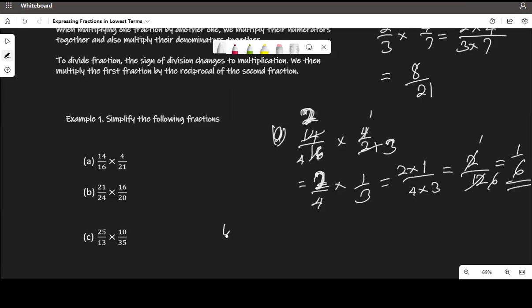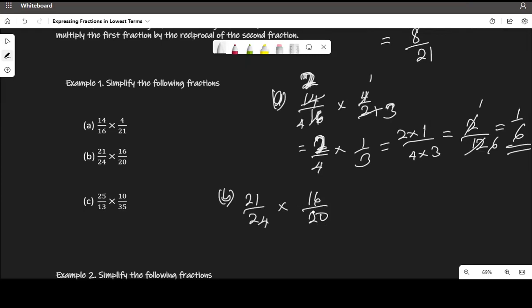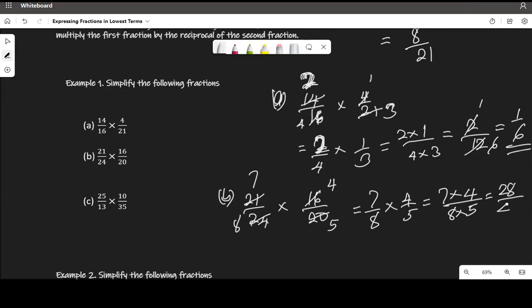And for the B part, 21 over 24 multiplied by 16 over 20. Let's reduce this. 21 and 24, 3 can divide both of them. So 3 into 21 is 7, 3 into 24 is 8. 16 and 20, 4 can divide both of them. 4 into 16 is 4. 4 into 20 is 5. So we have 7 over 8 multiplied by 4 over 5. That will be 7 times 4 over 8 times 5. 7 times 4 is 28, and 8 times 5 is 40.